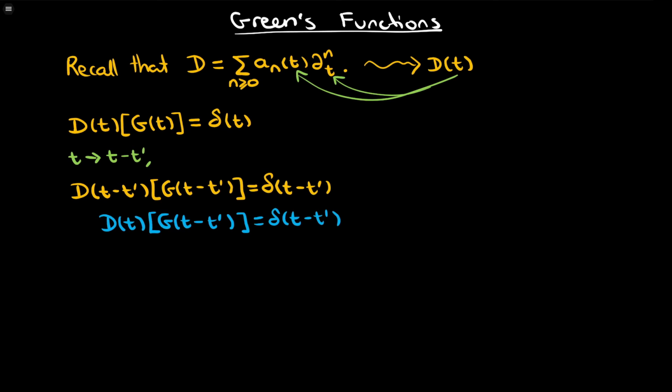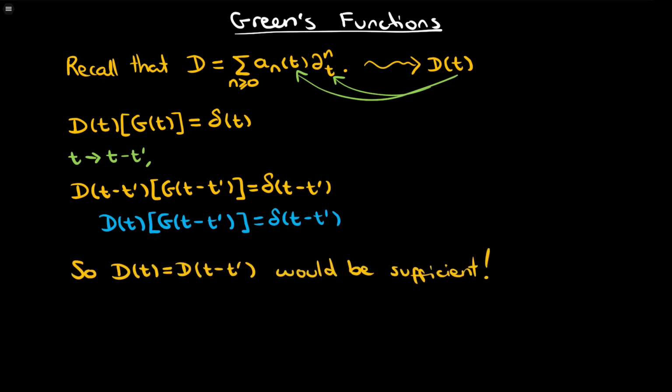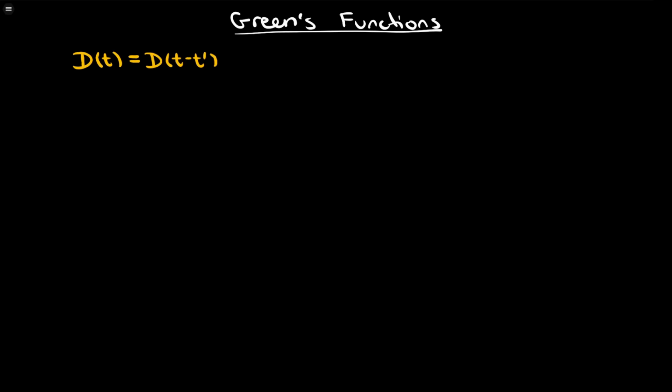And so from here we see that it is sufficient if D in t is equal to D in t minus t prime. That is to say that D should be translation invariant. The differential operator should not change over time. Well, what does it take for D to be translation invariant? We first substitute in the series expressions for the differential operator.